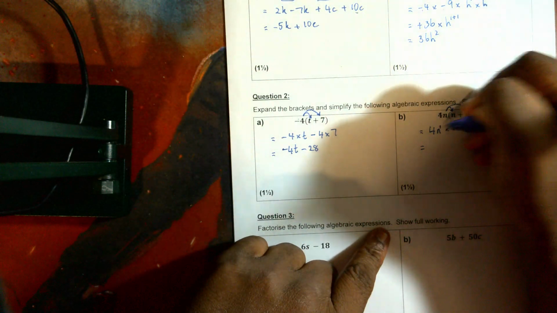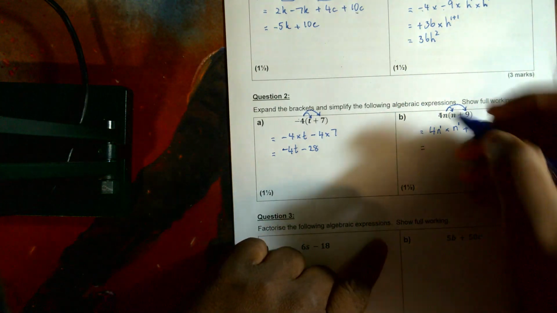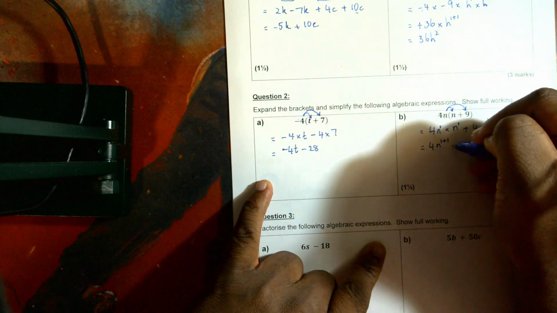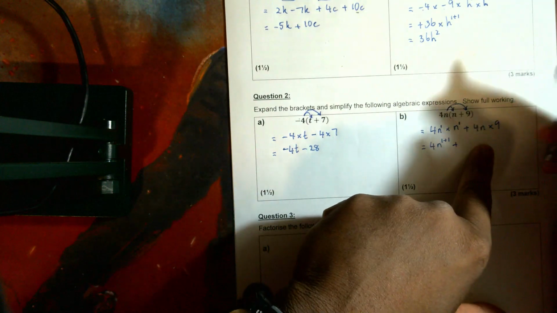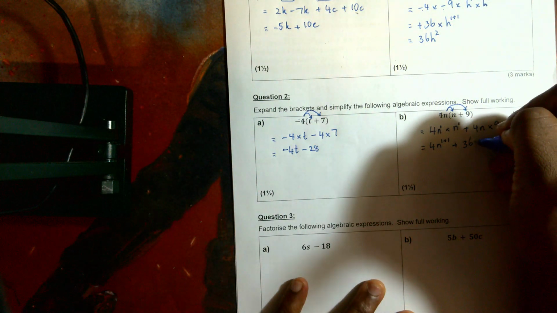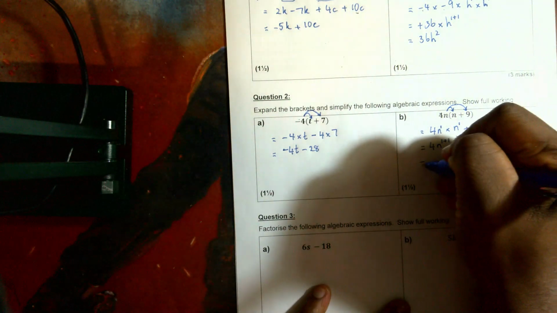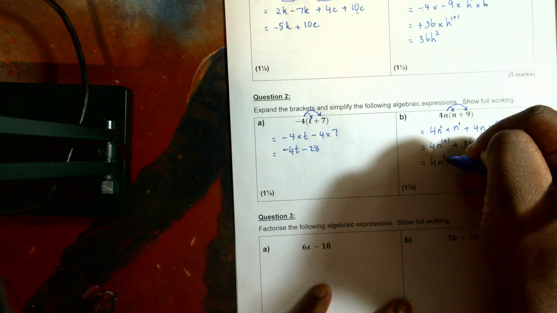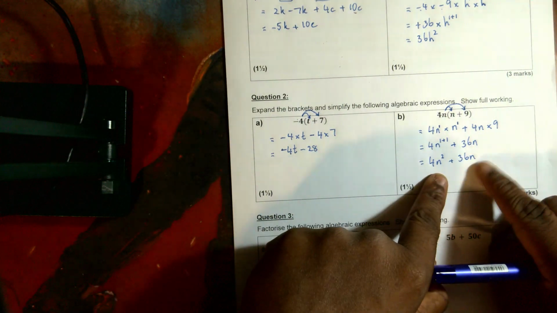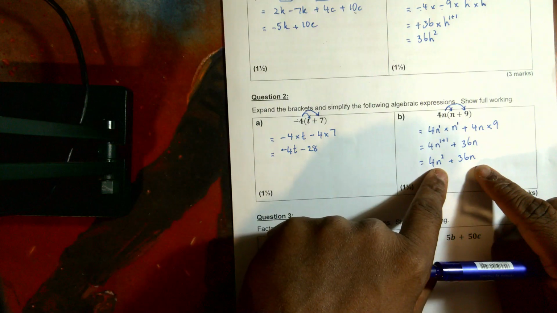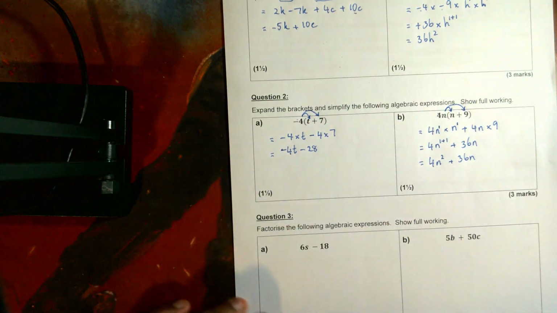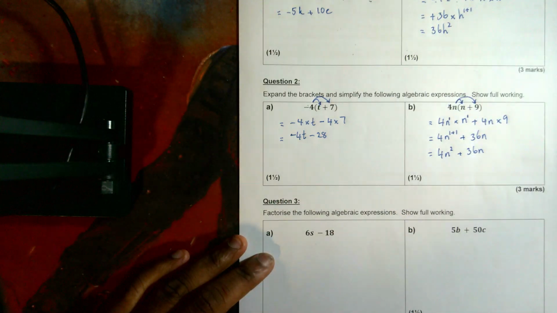Again, we know that n has a power of 1 and n has a power of 1. So if we add those two together, and then we're going to simplify this side, 4 times 9 is 36, and we carry the n over. Here we have 4n squared plus 36n. Again, n squared and n are not the same. That's a squared term, that's a single term or a power of 1, so they're not the same. We can't add those two together, so that's our final answer.